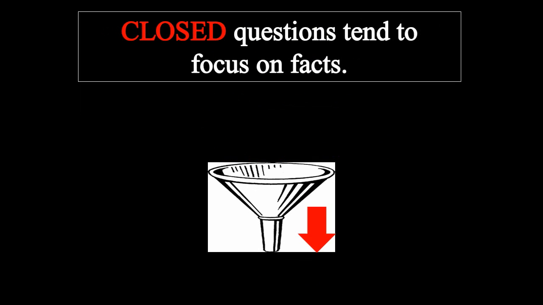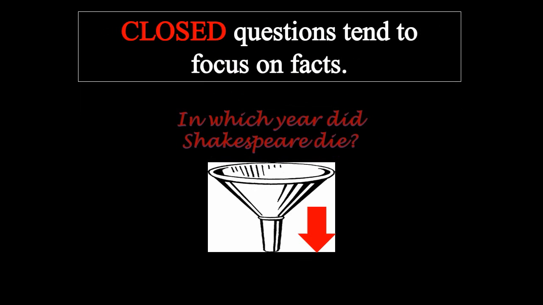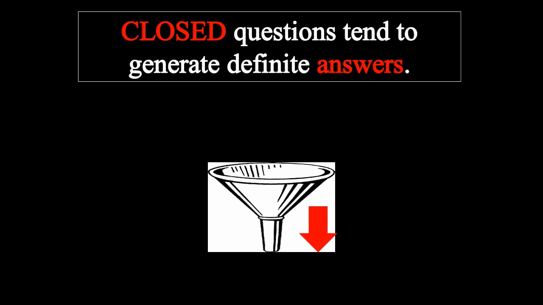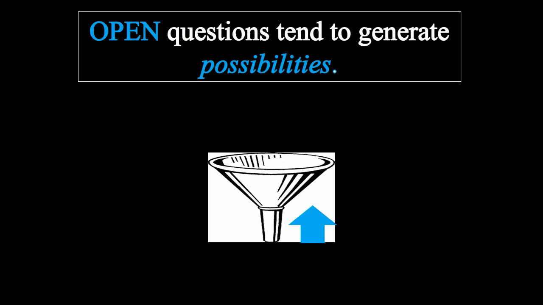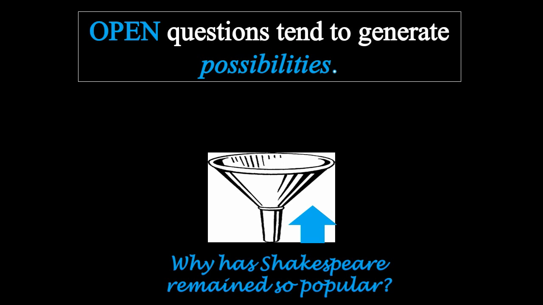Closed questions also tend to focus on facts, and they tend to generate definite answers. Whereas open questions tend to generate possibilities. So a question like, why has Shakespeare remained so popular, is an open question because there are a number of correct and valid answers that could fit that particular question.